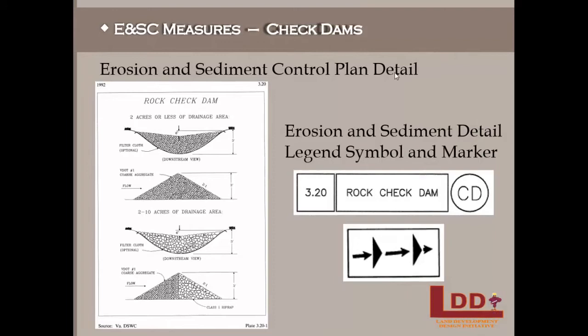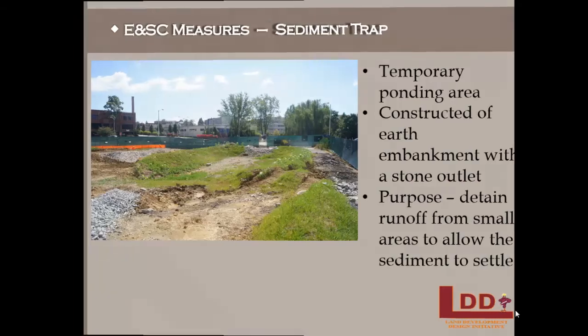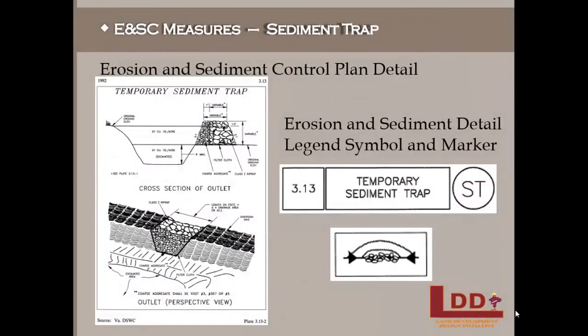Here we have the sediment trap that I mentioned earlier. A sediment trap is a temporary ponding area constructed of earth embankment that also has a stone outlet. The purpose here is to detain the runoff from small areas and allow the sediment to settle, and the water after the sediment settles will then flow out of the storm outlet. As you can see here in the front right of the picture, the diversion dike is directing the water to flow in a path that goes towards the sediment trap. Once again, here's the plan detail, legend symbol, and marker for sediment traps.